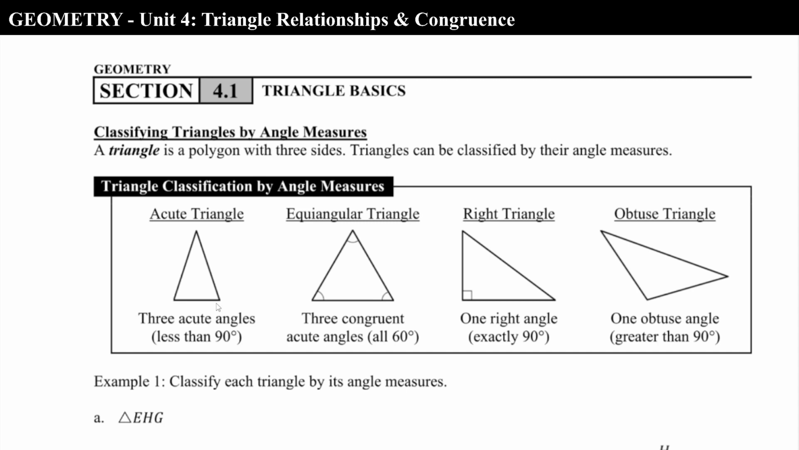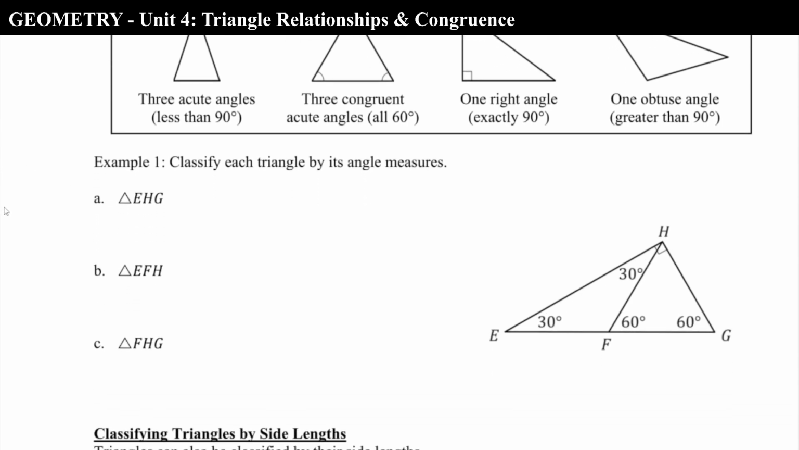Then you have an equiangular triangle. These are triangles where all 3 angles are congruent. And there's only one case where you're going to have 3 angles that are all congruent in an equiangular triangle, and that is if all 3 angles are 60 degrees. Then you have a right triangle, which has a right angle in it, so you have exactly one 90-degree angle as part of your triangle. And an obtuse triangle is a triangle that has one angle greater than 90 degrees.